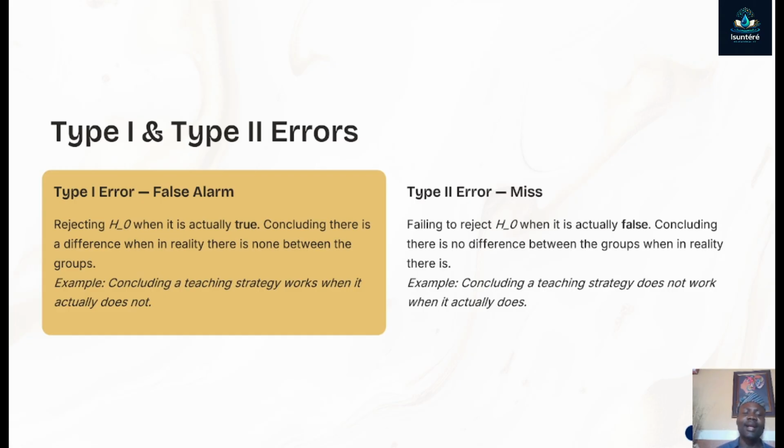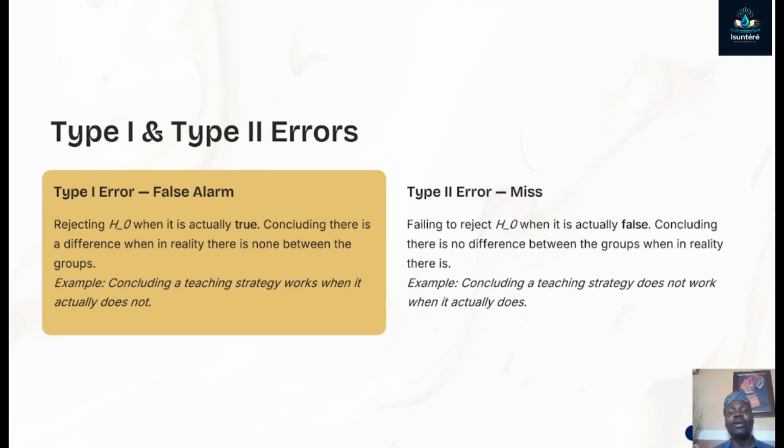And we now claim that there is a difference when there is actually none. That is called type 1 error. Concluding a strategy works when it actually does not work. It is type 1 error. And type 2 error is when you fail to reject a null hypothesis which is actually false. In type 1, we are rejecting a null hypothesis when it is true. Type 2 is concluding that there is no difference between the groups when in reality there is.